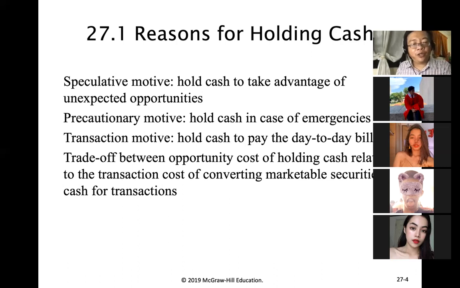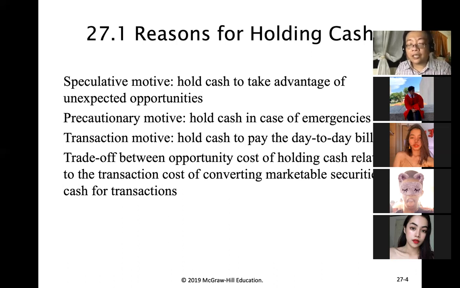Yan. So meaning precautionary motive, all right, your cash will be used in terms of contingencies. Your cash is used in terms of emergencies, and also your day-to-day operation, or you hold cash because you pay your bills every day. Day-to-day bills. You pay your bill because of your normal operating cycle.